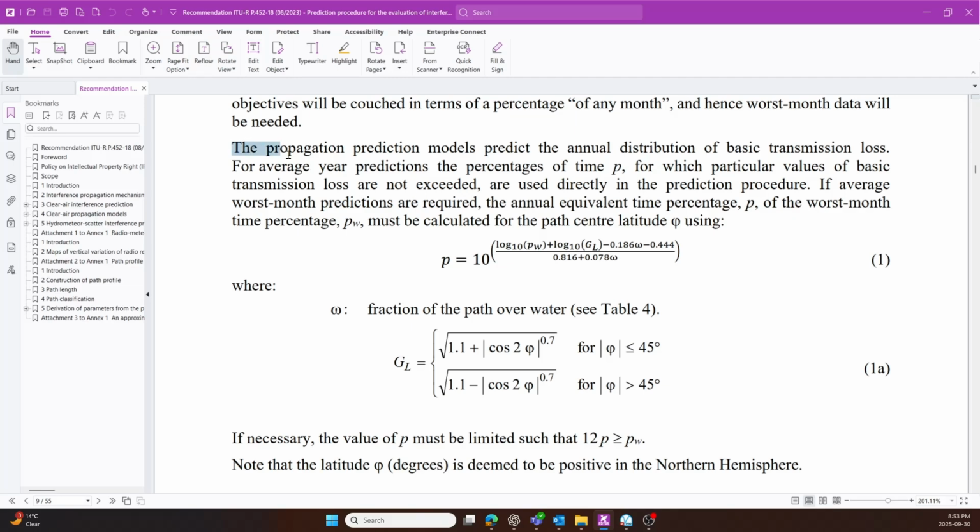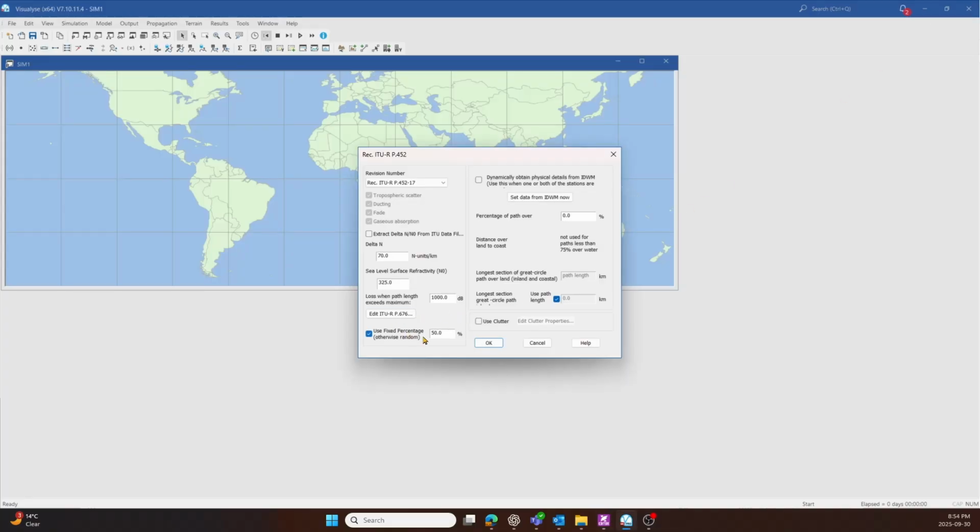So I find this pretty hard to understand. A lot of these ITU-R documents are written in a language that's really confusing and sometimes really difficult to understand. But if I want to explain it to you in simple words, this parameter P that we can adjust is basically the percentage of time that the basic transmission loss is not exceeded.